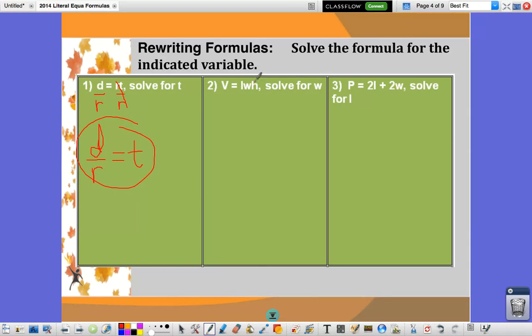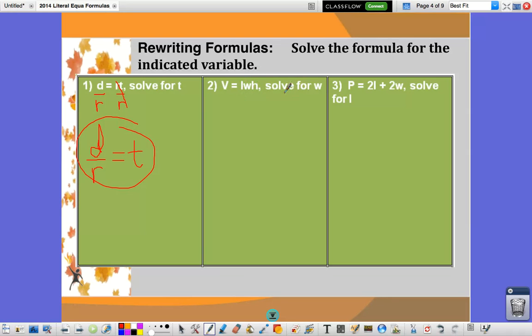Let's look at W. Solve for W. So V equals length times width times height. V equals LWH. What operation is in between all these? Is it addition, subtraction, multiplication, division? If you guess multiplication, very good. It's multiplication. So to get rid of these, we actually have to divide.